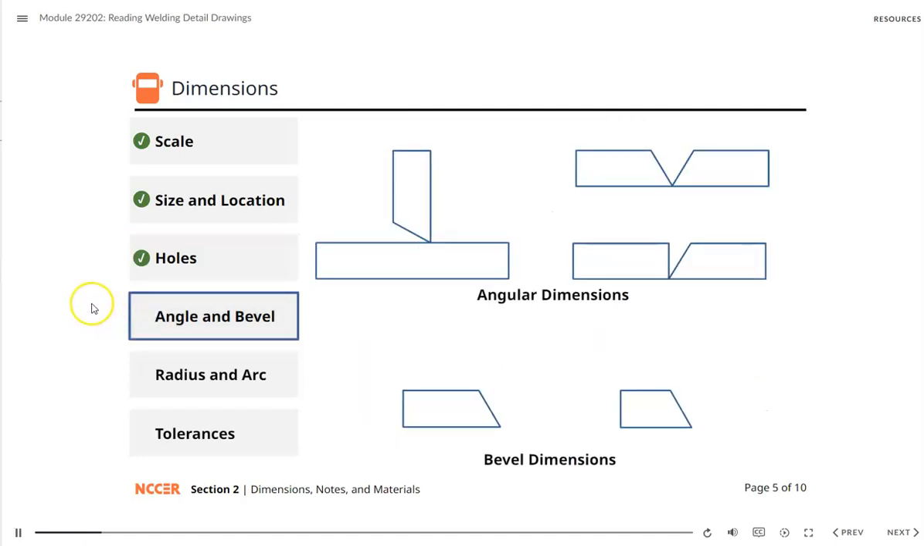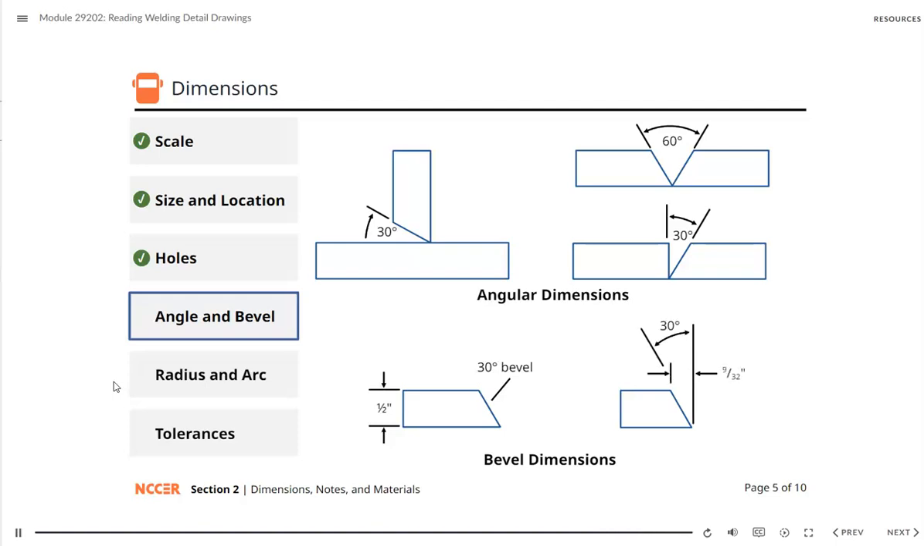The size of angle and bevel dimensions are given as angles, lines, or a combination of both. They can be designated with a leader line and a note or with extension and dimension lines.